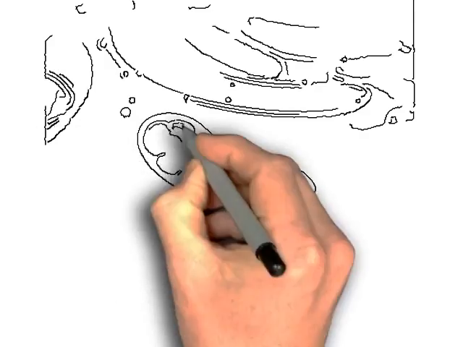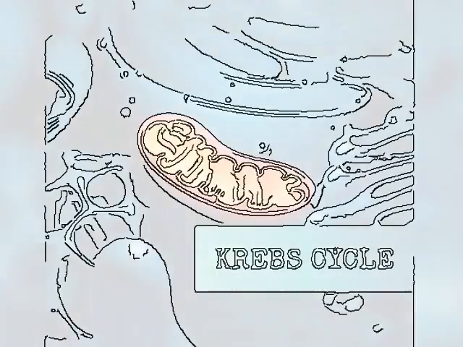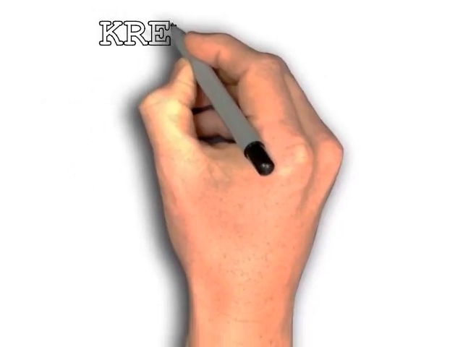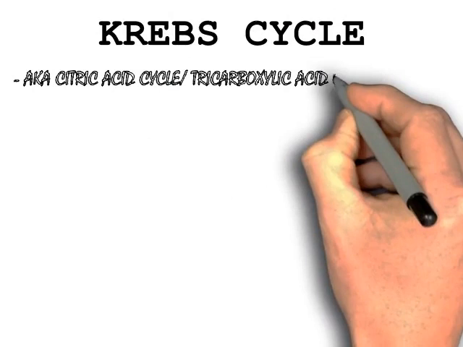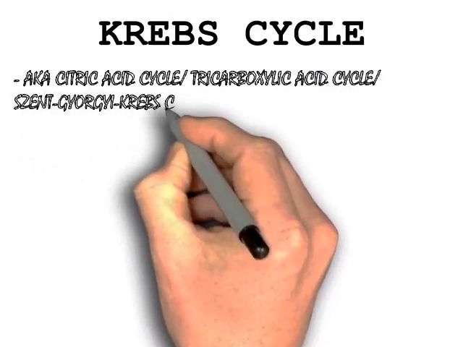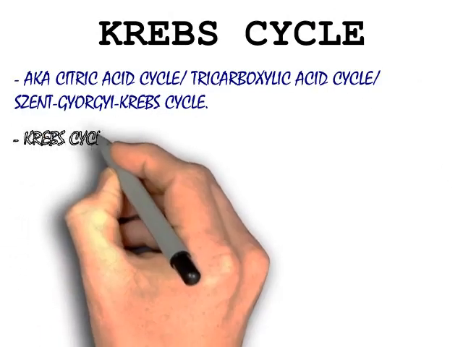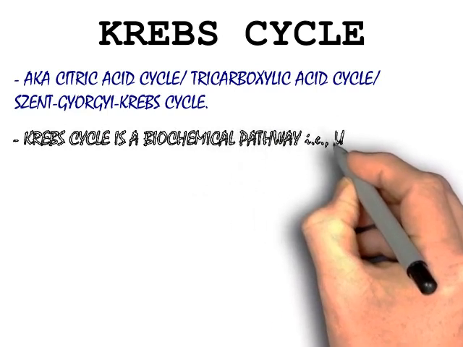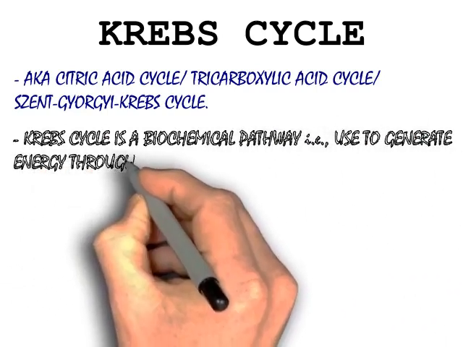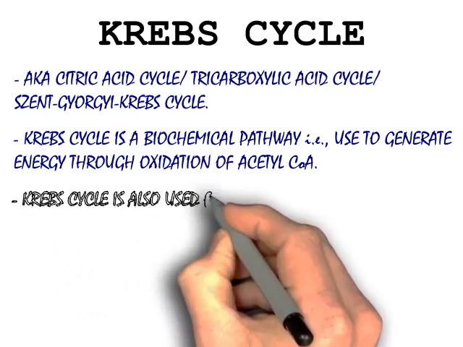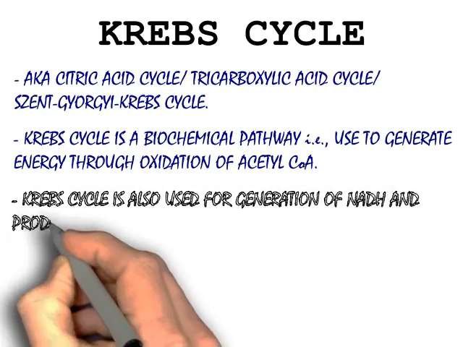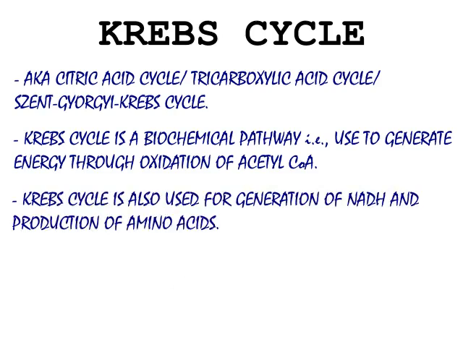Today we are going to learn about the Krebs cycle, or the citric acid cycle. The Krebs cycle is also known as the citric acid cycle, tricarboxylic acid cycle, or Szent-Györgyi-Krebs cycle. The Krebs cycle is a biochemical pathway that is used to generate energy through oxidation of acetyl-CoA. It is also used for generation of NADH and production of amino acids.